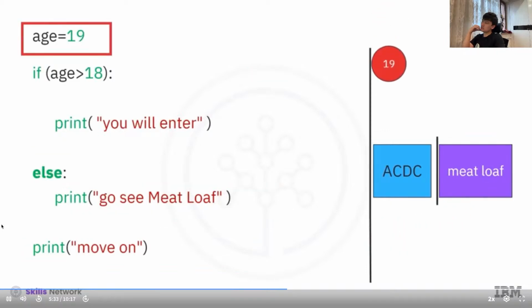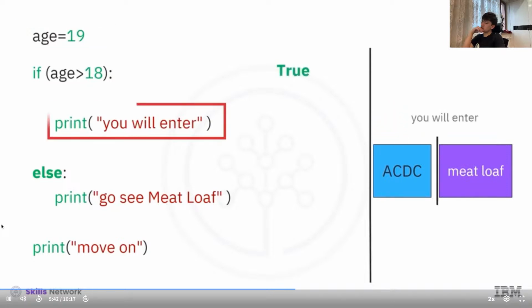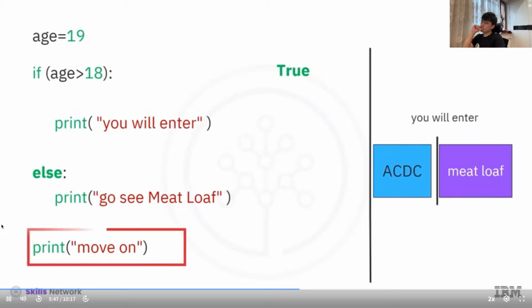For the case where the age is 19, we set the value of the variable age to 19. We check the if statement. The statement is true. Therefore, the program will execute the statement to print you will enter. The program skips the expressions in the else statement and continues to run the rest of the expressions.